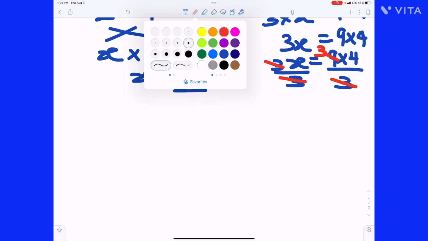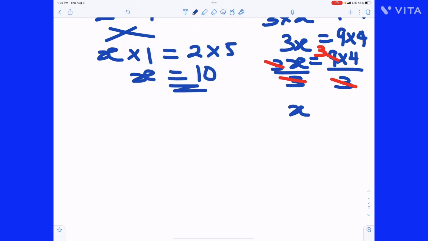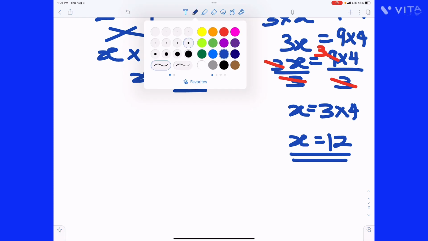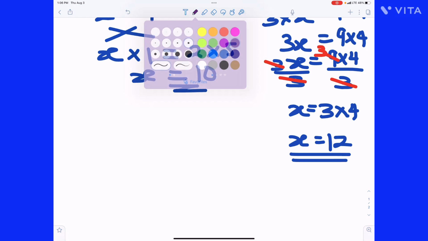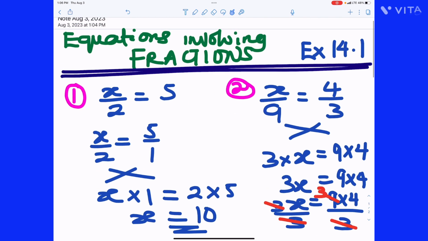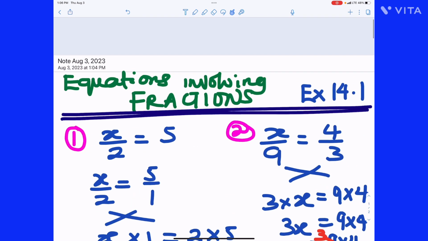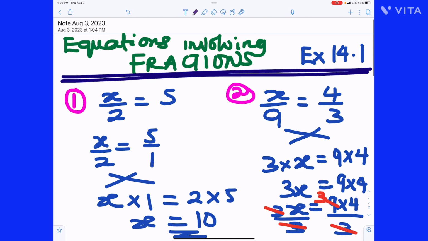That gives you x is equal to 3 times 4. X is equal to what? 12. That answers question 2. Let's go to question 3. Let me try and split my page in.